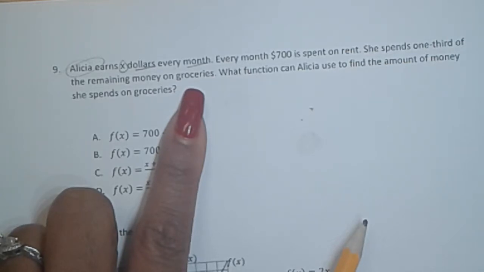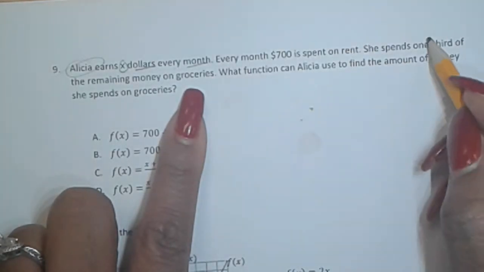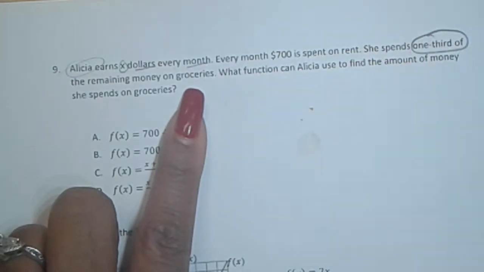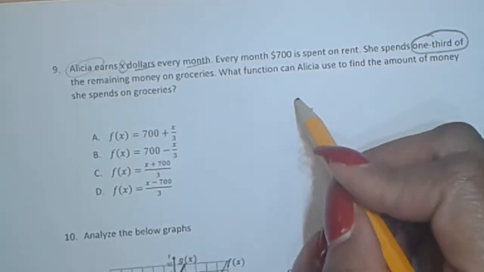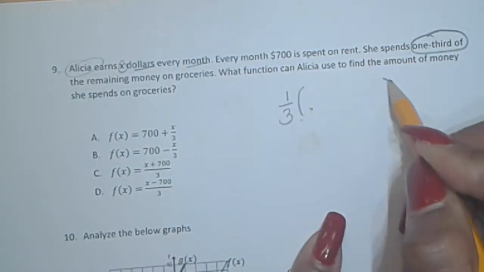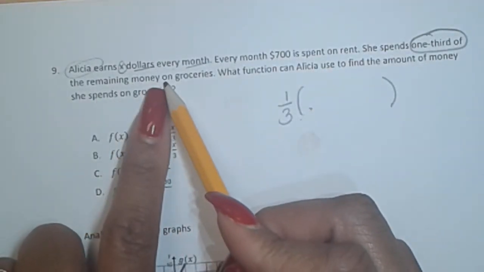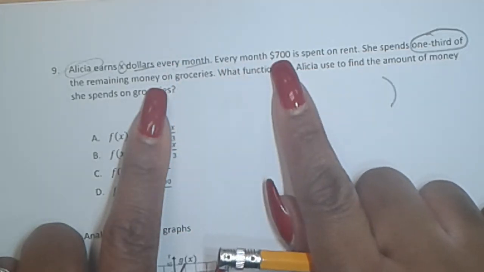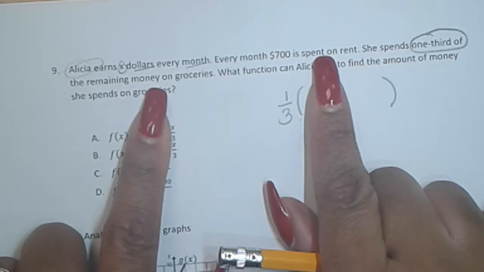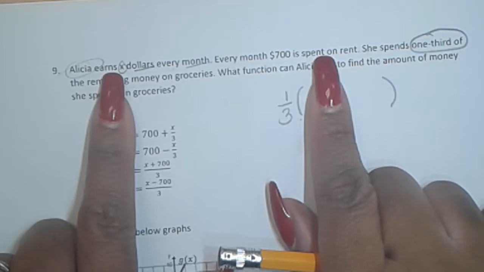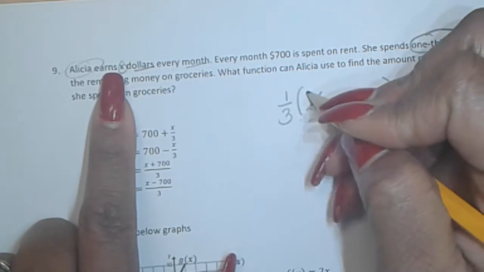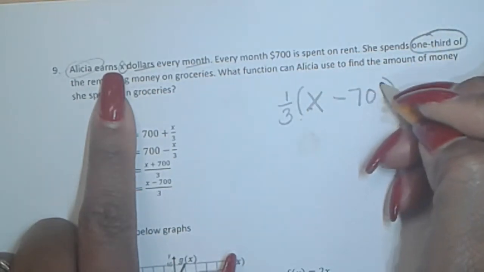Now, this seems hard, but I promise you it's not. What you have to see is that it says 1/3 of. That means you have to say 1/3 times. Times what? The remaining money. What remaining money? Well, every month, $700 is what? Spent. But what we don't know is how much she earns every month. So that means you have to say, I don't know how much you earn, but I know I have to take $700 from it.